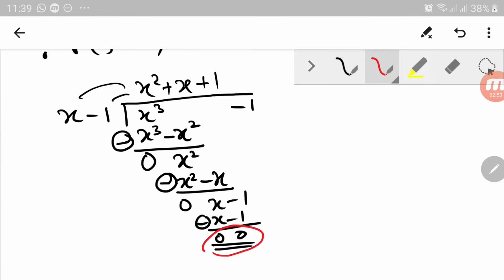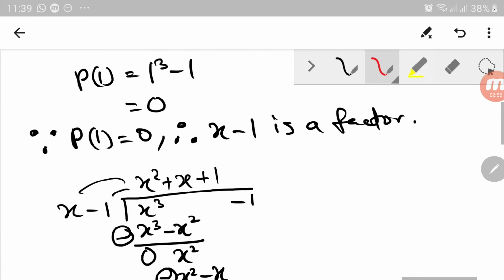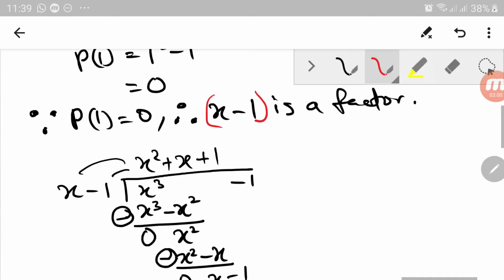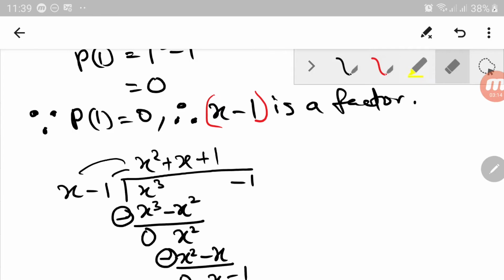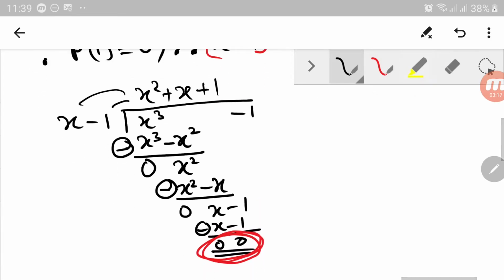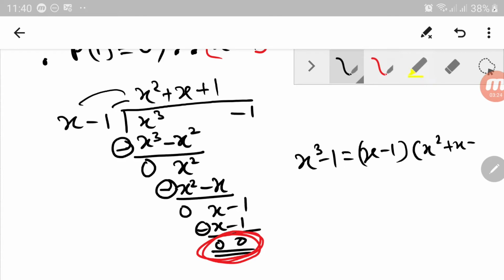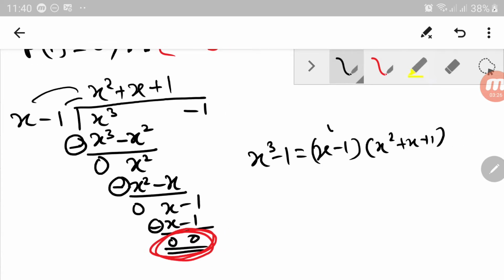For your information, we must get 0 because it is already established that x minus 1 is a factor. So when P(x) is divided by x minus 1, the remainder must be 0. So from here we know that x cubed minus 1 equals x minus 1 times x squared plus x plus 1. Now this one is already factorized.